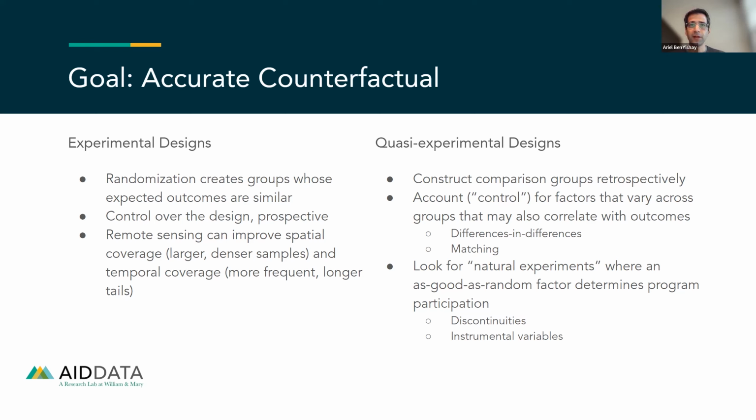Alternatively, we could look for natural experiments. These are cases when there is some factor that appears to be as good as randomly assigned that determines program participation. So look for one or two particular reasons that in otherwise identical or similar individuals or units nonetheless had differences in program participation. We'll look at some discontinuities and instrumental variable approaches to tackling this.